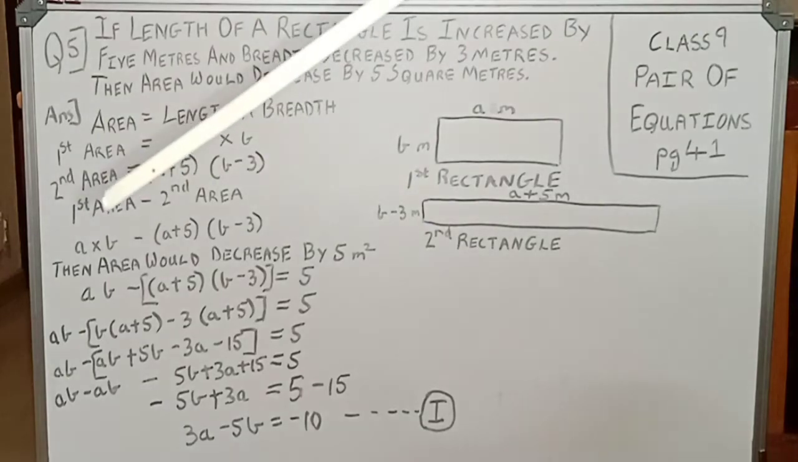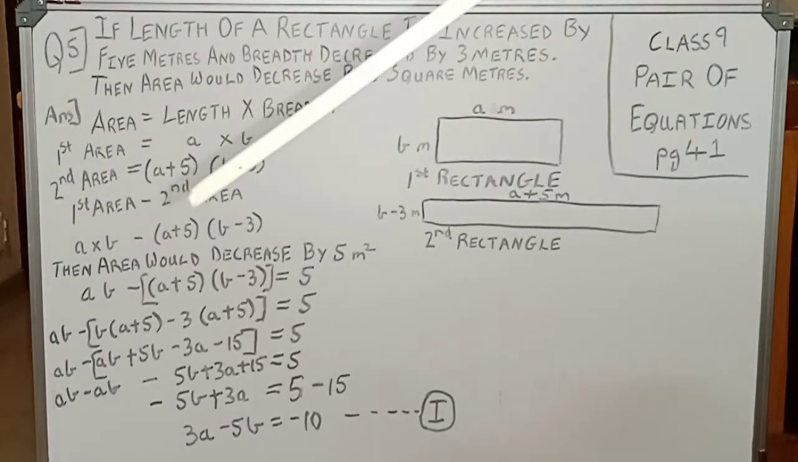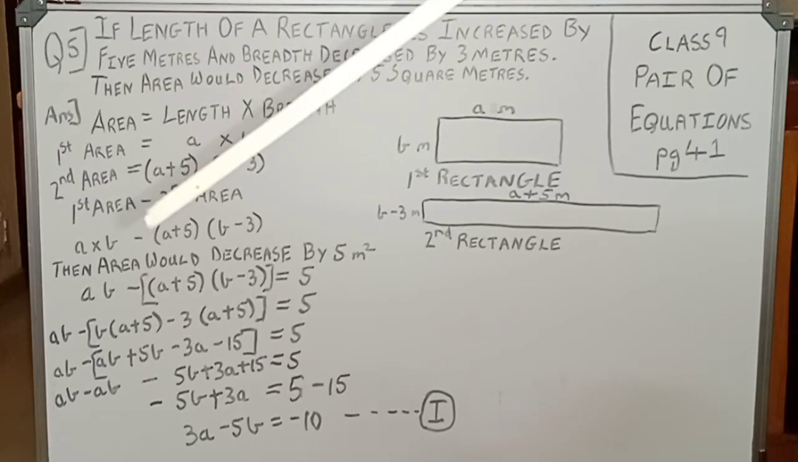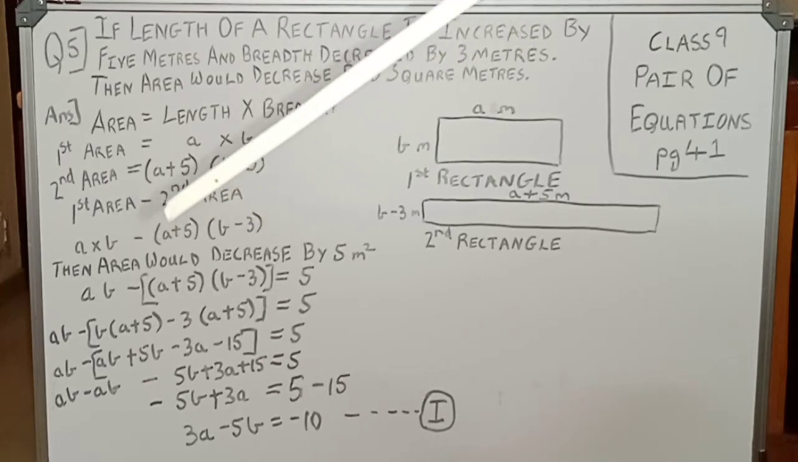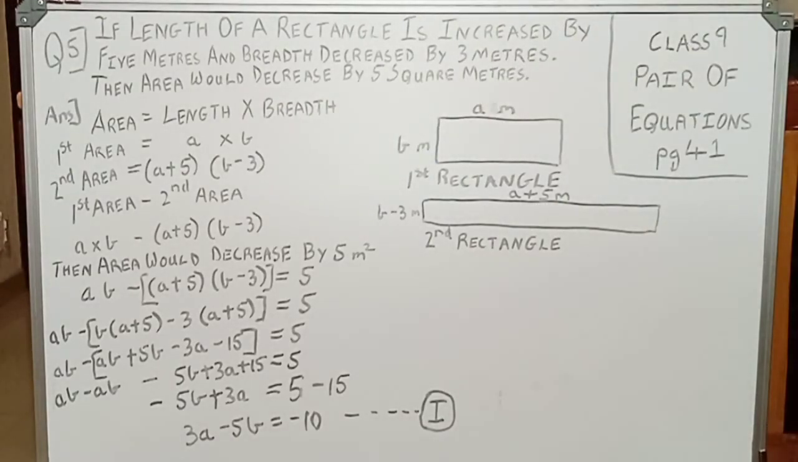First area is a into b, second area is minus of, this minus would be on both sides, so we have to put a square bracket also over here. Okay, so a plus 5 in one bracket into b minus 3 in another bracket. Why we are doing this, you will come to know in the below line.